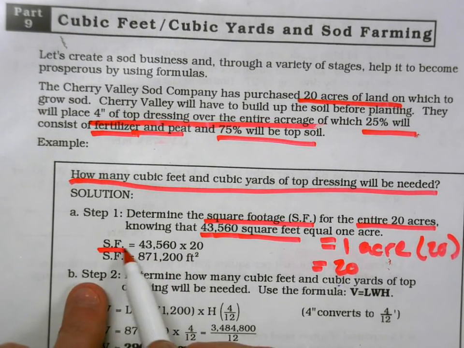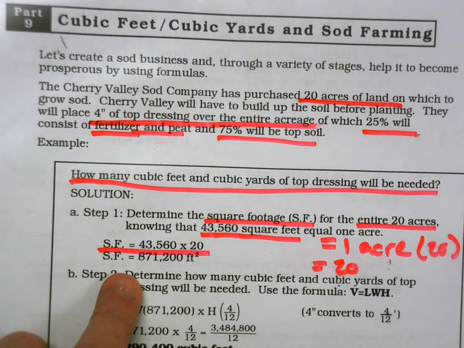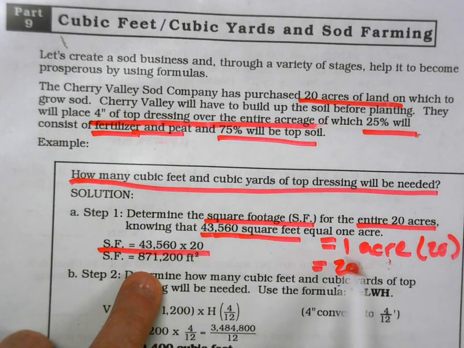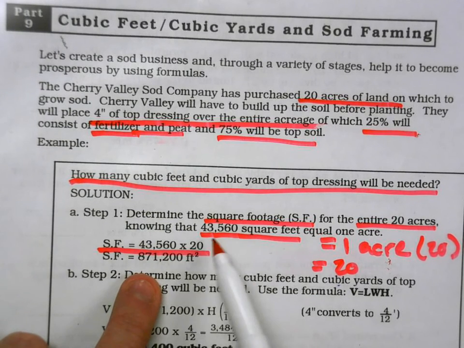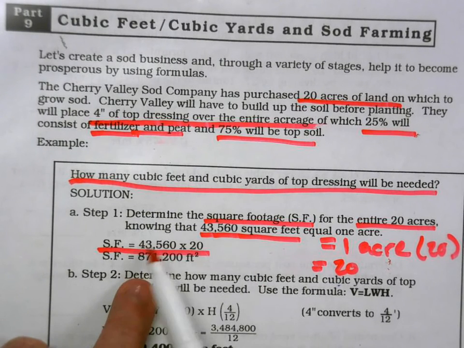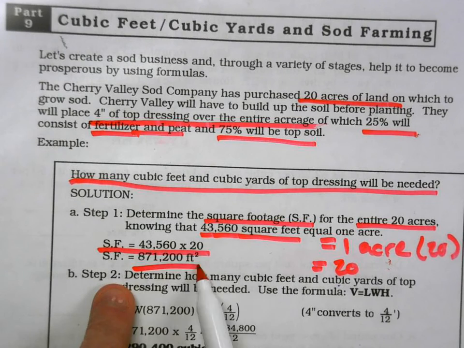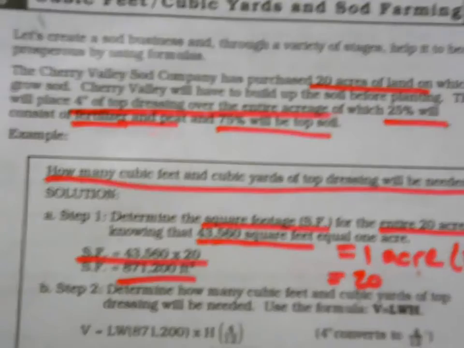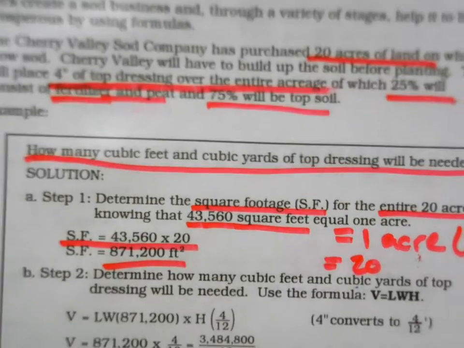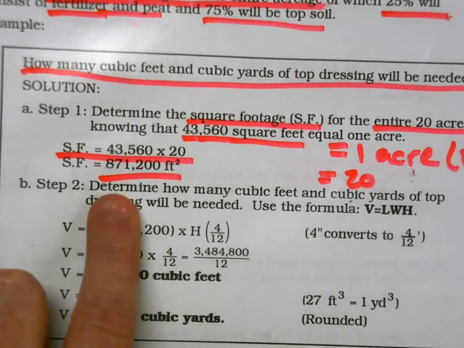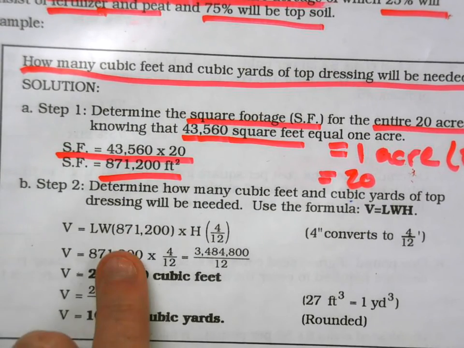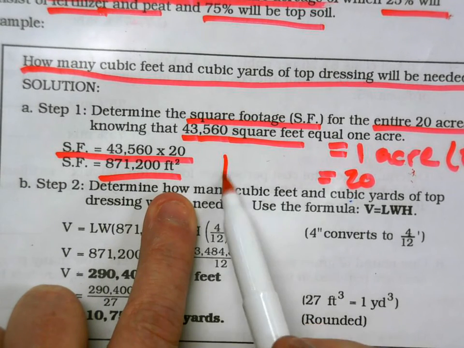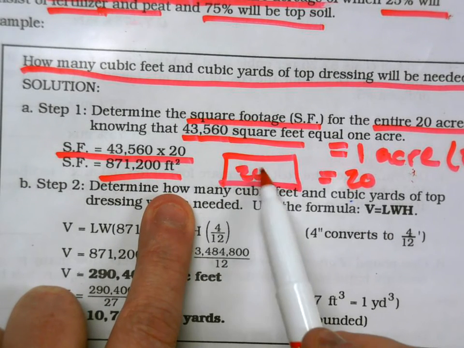So that's where this equation came from, figuring out the square feet. They took the amount of square feet that's in 1 acre and multiplied it by 20. So that gave us this large number right here, 871,200. Okay, I can zoom in, but it's probably easier to still read it on your paper, right? 871,200 feet squared. Okay, so we figured out the area of this 20 acres.